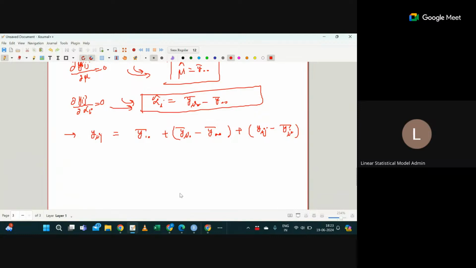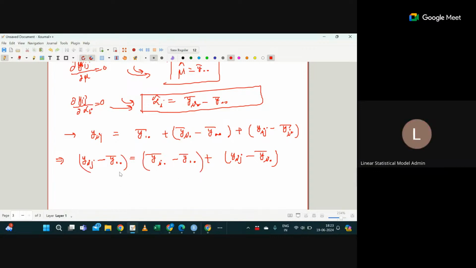Now what can I do? Can I write y_ij minus y bar double dot equals (y bar i dot minus y bar double dot) plus (y_ij minus y bar i dot)? Yes or no? So far so good. Everyone is getting these two points right.